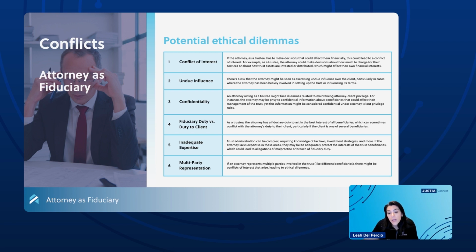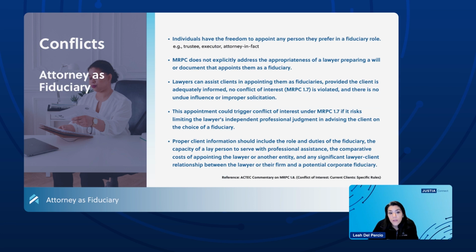Multi-party representation. If you're representing multiple parties involved in the trust, like different beneficiaries, there might be conflicts of interest that arise that lead to ethical dilemmas.